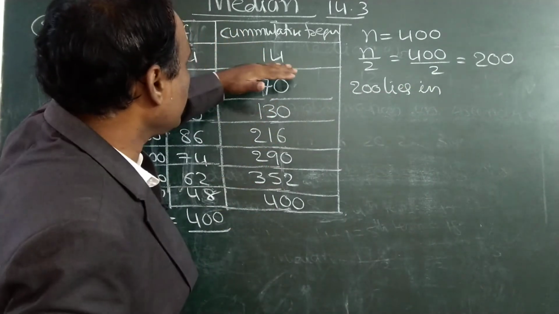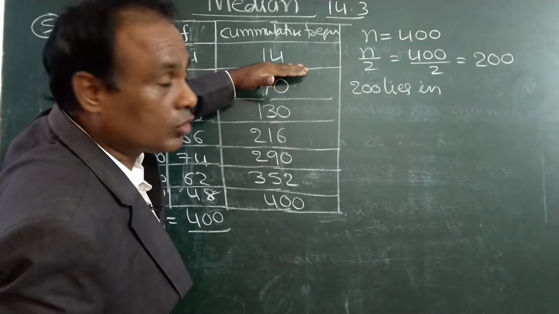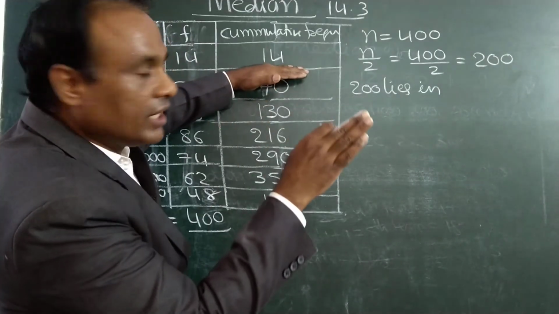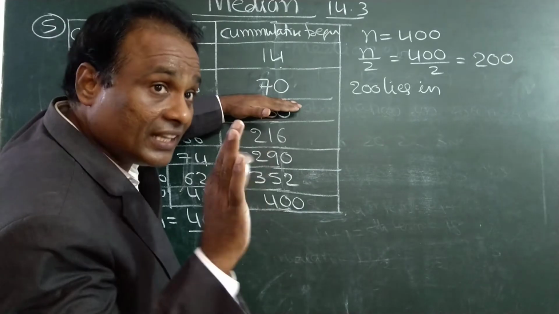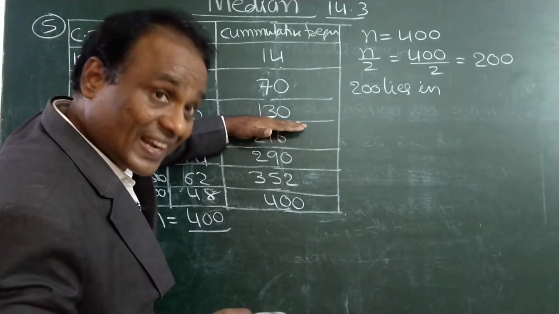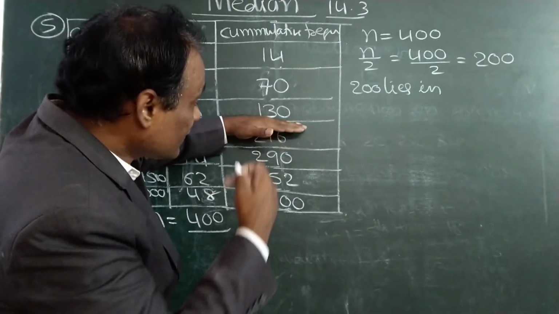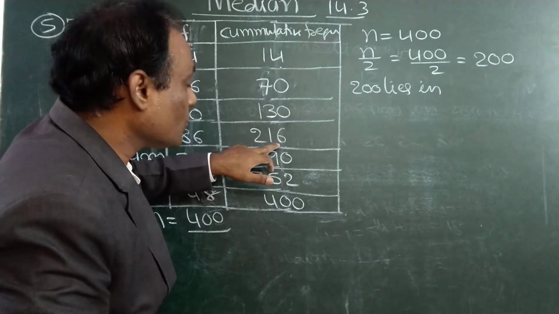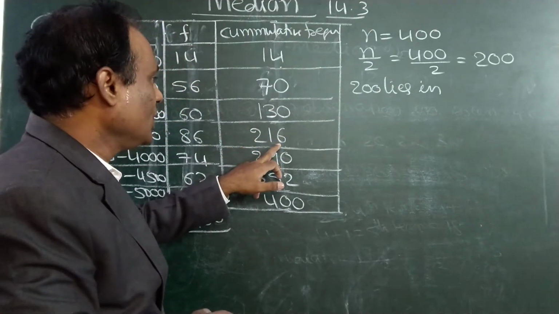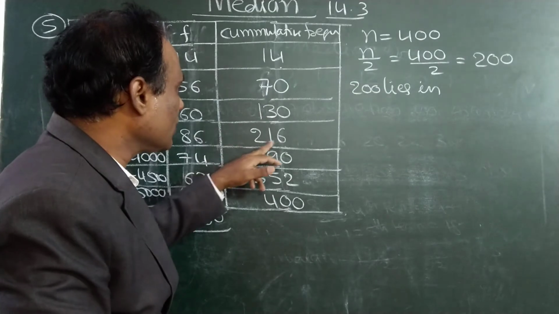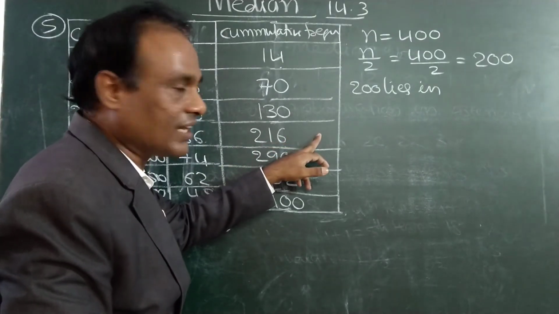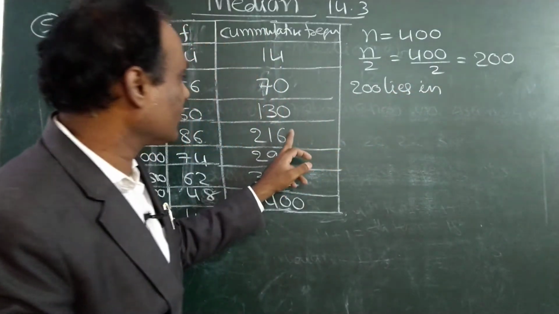See here, 200. In this cumulative frequency, we have to see. Up to here 14 only. Up to here 70. Up to here 130. After 130, up to 216 the observations will be here. So 200 will lie in this.